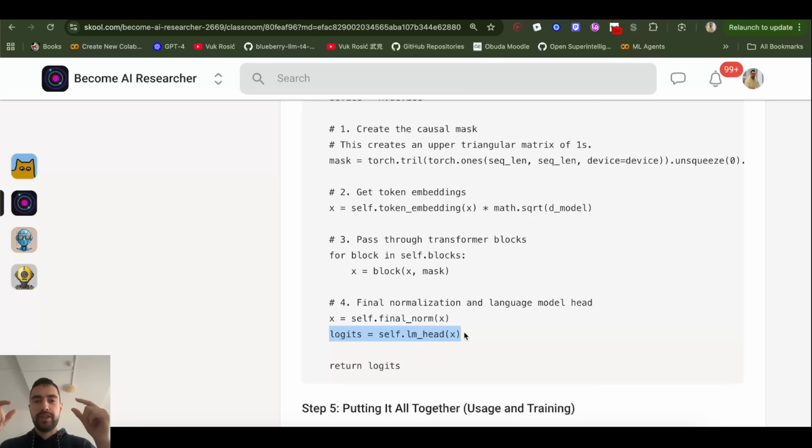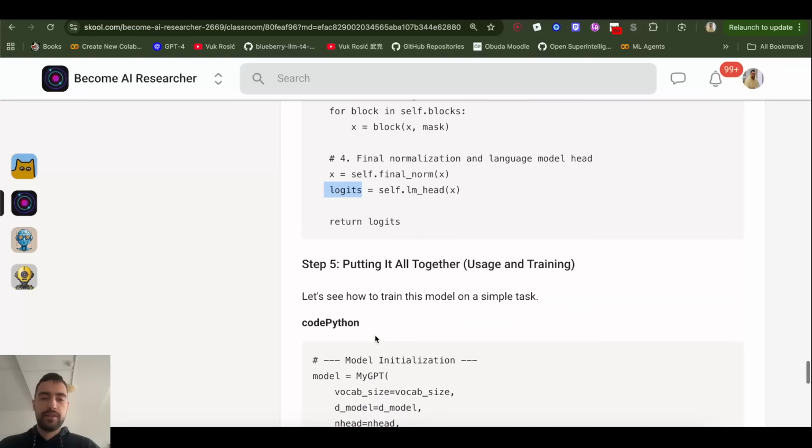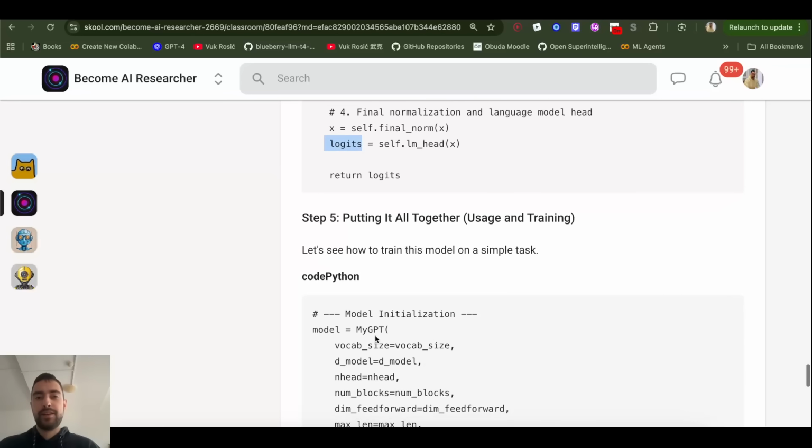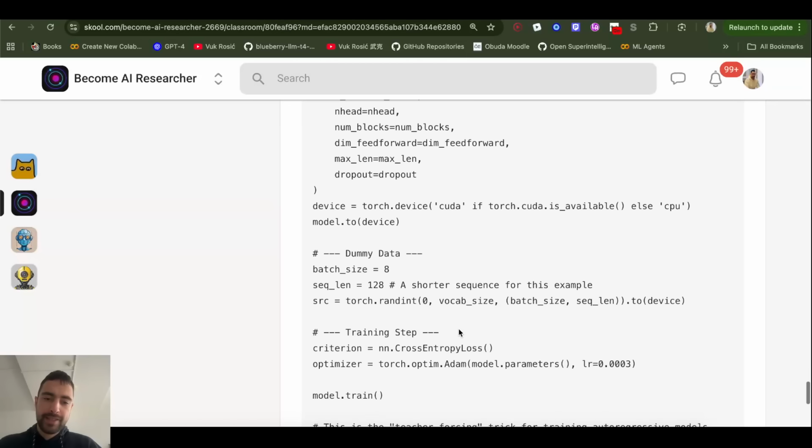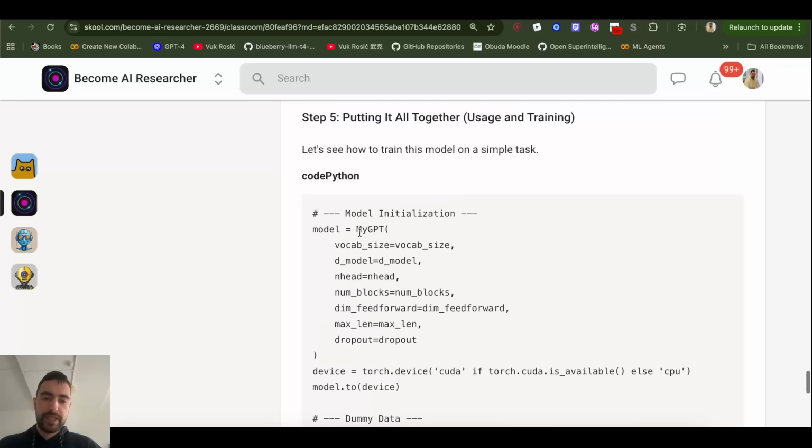to be the next token. But these are logits, these are not probabilities, these are just numbers. So we can later turn them into probabilities with softmax. But basically these logits are just numbers. A higher number means it will later become a higher probability for this token to be chosen. Okay, and then this is how we use and train this GPT.